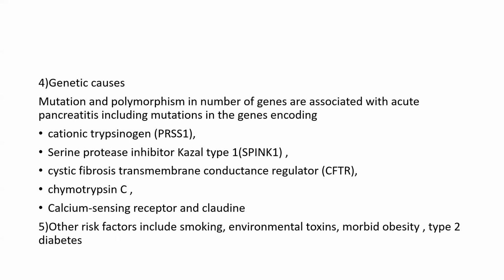Now, the next cause is genetic cause. Mutations and polymorphisms in a number of genes are associated with acute pancreatitis, including mutations in the genes encoding cationic trypsinogen, that is PRSS1, serine protease inhibitor Kazal type 1, that is SPINK1, cystic fibrosis transmembrane conductance regulator, that is CFTR, and chymotrypsin C, calcium sensing receptor, and claudin. Other risk factors include smoking, environmental toxins, morbid obesity, and type 2 diabetes.